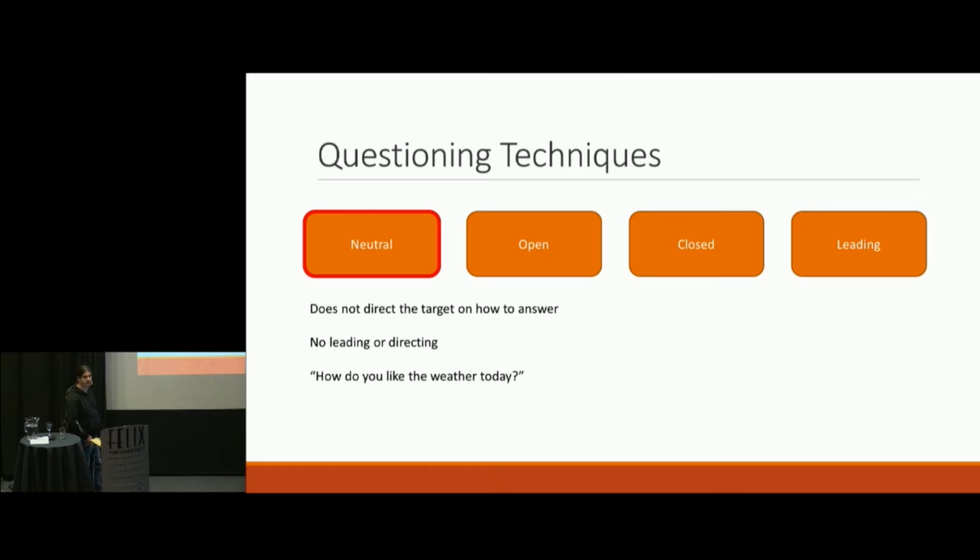So if I was to say to you, how do you like the weather today? That's quite broad. You can answer that in many different ways. Oh, I like the fact that it's snowing. I really love the fact that the pavements are icy and I fell over 10 times on the way to the conference centre. You can give a multitude of answers to it.